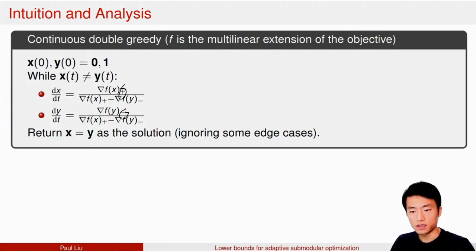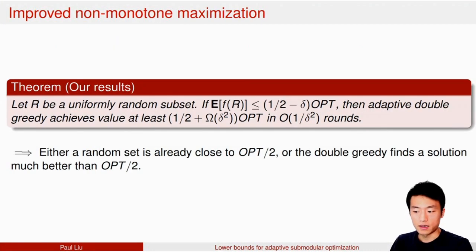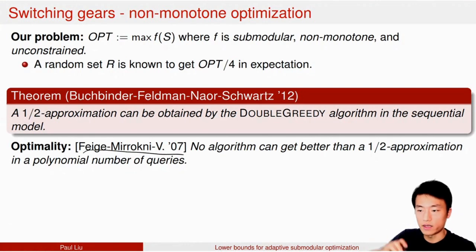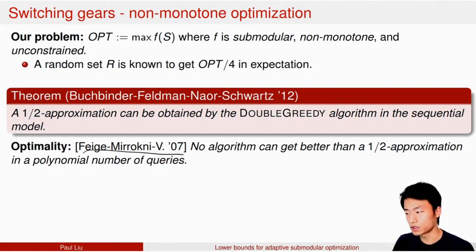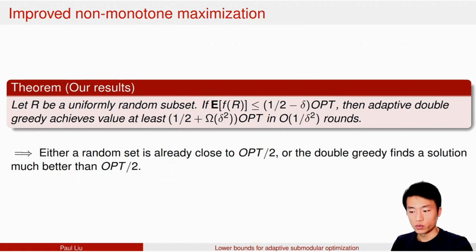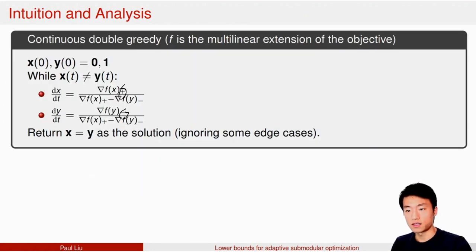So in the hardness instances by Vondrak and Dobzinski in 2007, if you run double greedy on those instances, they actually get right to the 1/2 point. So intuitively, the hardest instances for this non-monotone case are actually the easiest ones in the adaptive model because you can just return the random set.